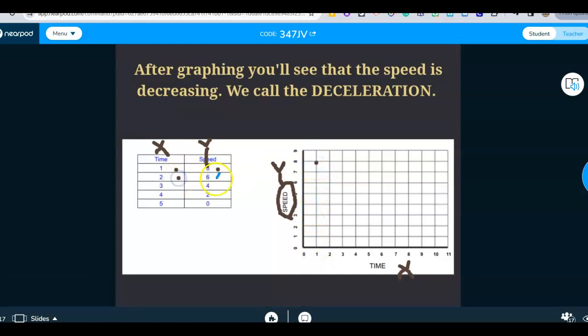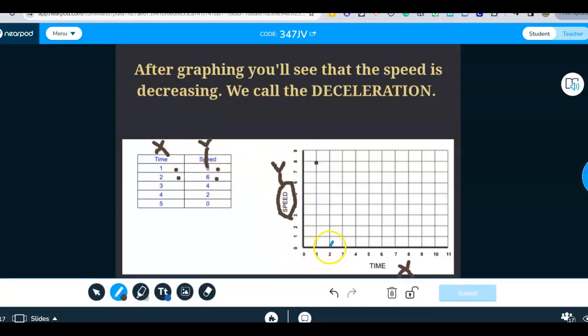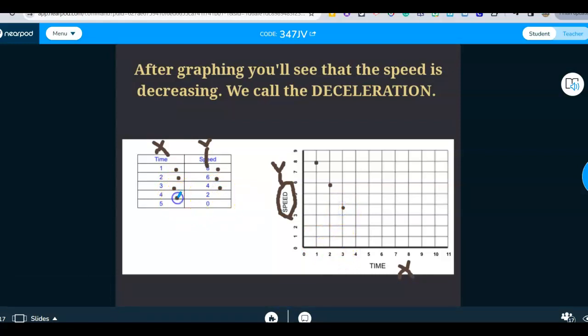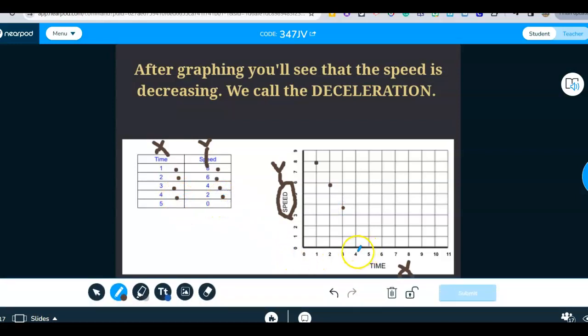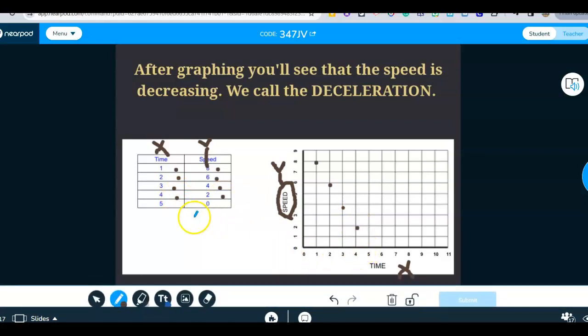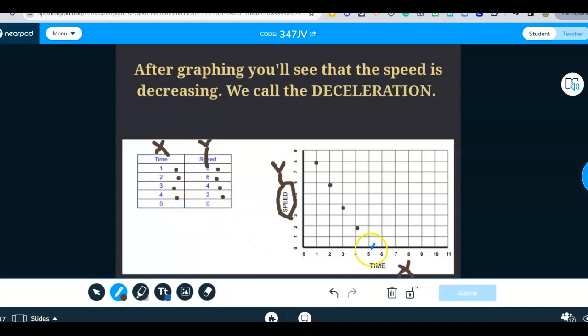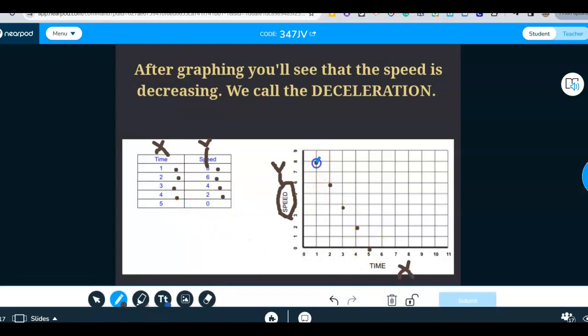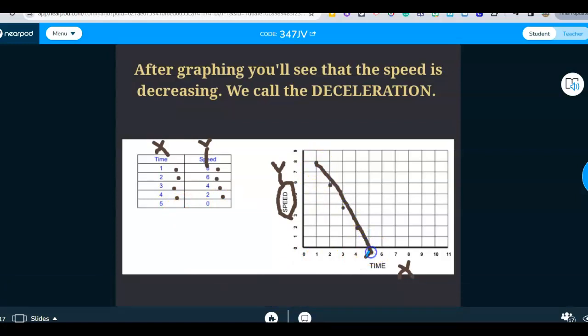In the door 2, up the steps 6. 1, 2, 1, 2, 3, 4, 5, 6. In 3, up 4. In 3, 1, 2, 3, 4. In 4, up 2. In 4, up 2, 1, 2. And then in 5, up 0. In 5, and I go nowhere, and now I notice that my line is doing this.